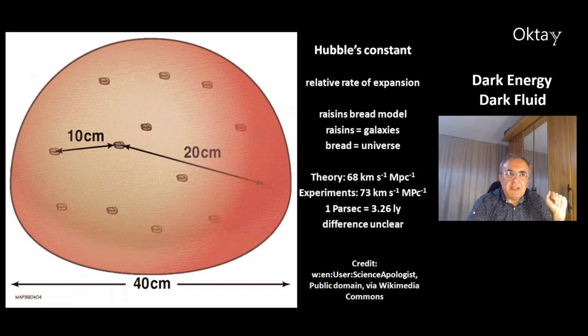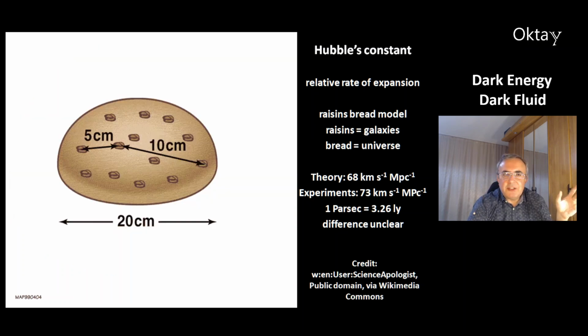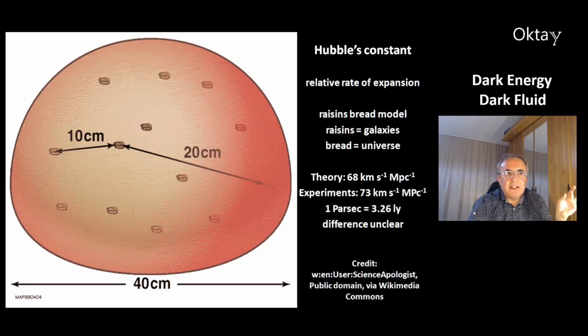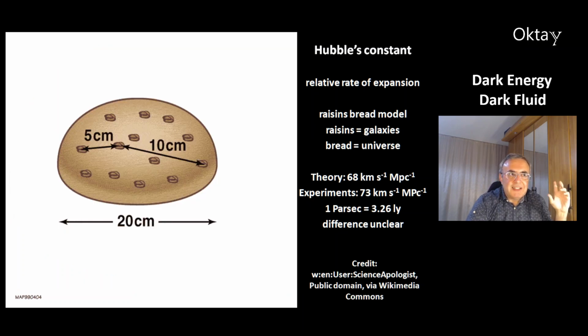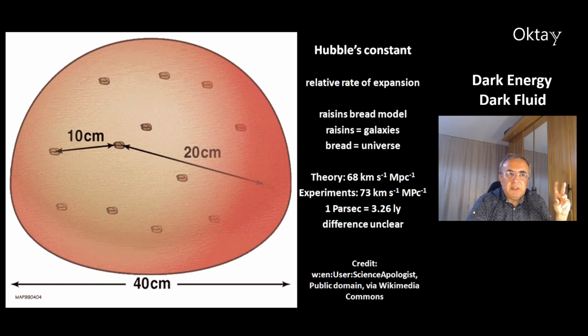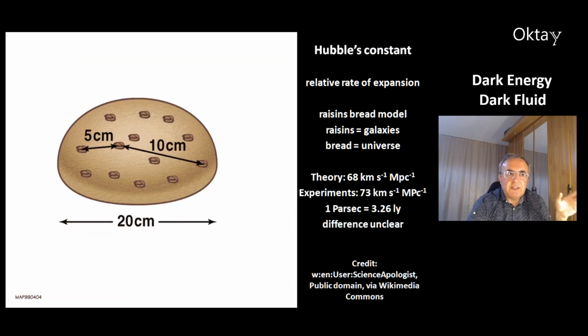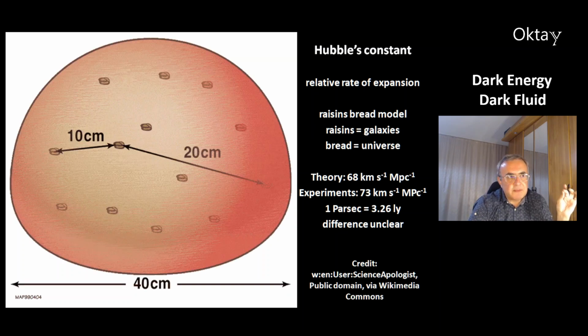This animation shows the Hubble constant, that's the relative rate of expansion. This is the raisins and bread model. The raisins are the galaxies, the bread is the universe. So the Hubble constant theory predicts a number of 68 kilometers per second per megaparsec. 1 parsec is 3.26 light years.